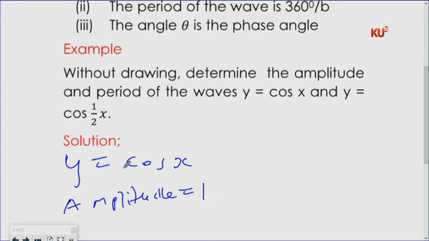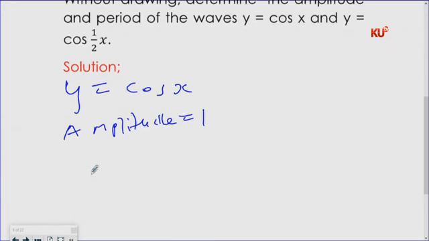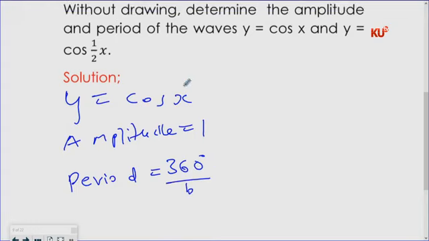To get the amplitude, I'm repeating again, you look at the coefficient of either cos or sine. In this case, the coefficient is 1. Then let's look at the period. I gave you the formula. Do you remember the formula? It is 360 degrees over b, and b is the coefficient of x. There is a number before this x, and that is 1.